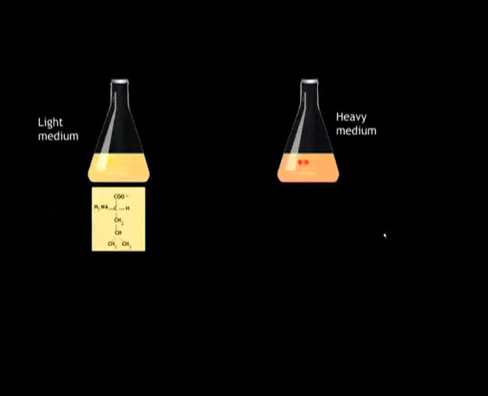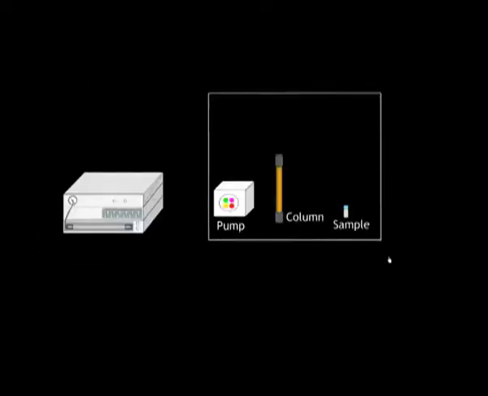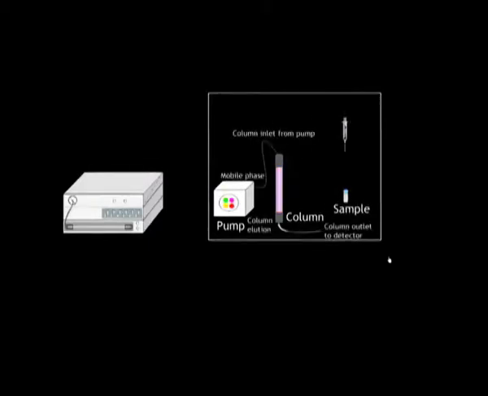After a number of cell divisions, the grown cells are combined and digested using trypsin. The complex protein mixture is further separated by SDS-PAGE to simplify the analysis. Further separation is carried out by liquid chromatography, and purified peptide fragments are analyzed by MS.